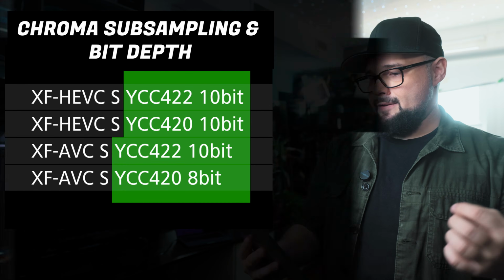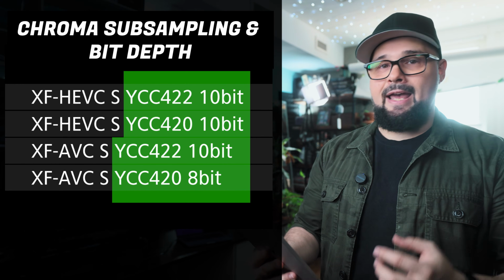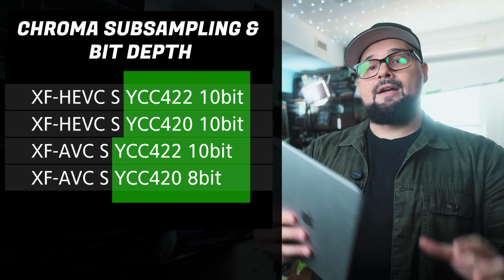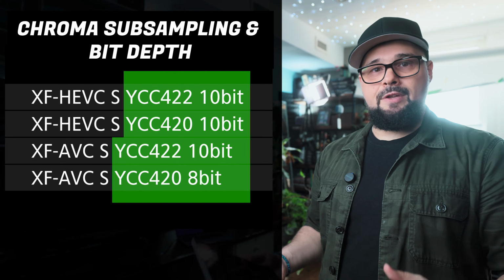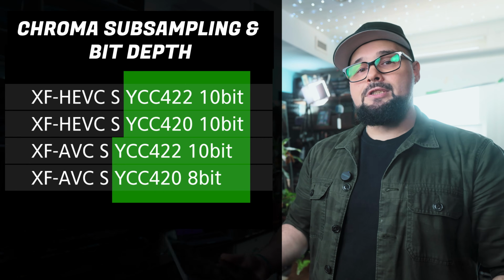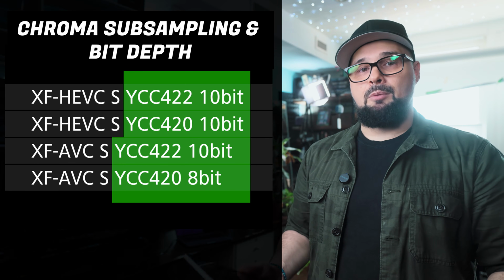All right, so now we move to the part of the name that's the most interesting. This is the color science. So we have the Chroma subsampling and bit depth. This will tell you what kind of colors you're gonna get out of your video, how much you can color grade these colors, and how far you can push these colors before your video starts to fall apart.